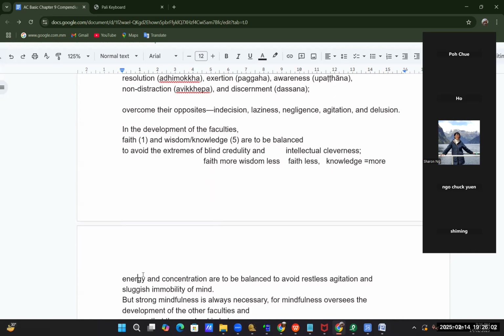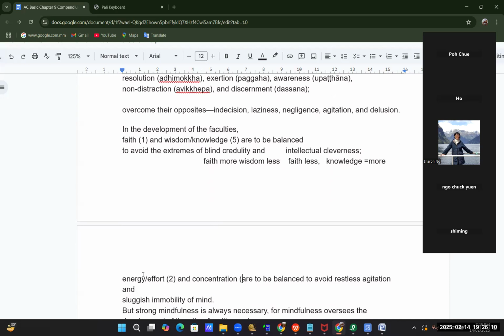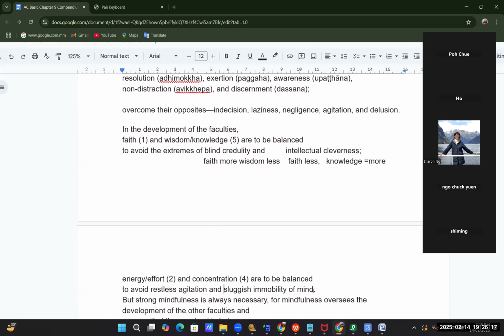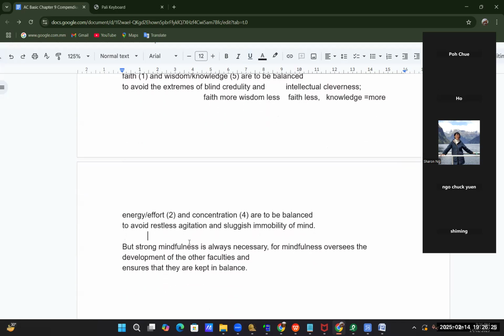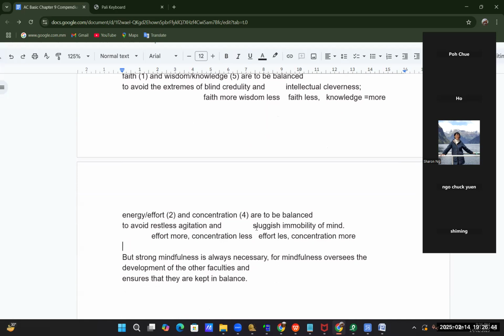And then the second pair is energy or effort, number 2 and number 4. They should be balanced to avoid restlessness and sluggishness. When effort is more and concentration is less, it leads to restlessness. But when effort is less and concentration is more, the mind becomes sluggish, immobile, kind of lazy to move around. So there will be problems in meditation.